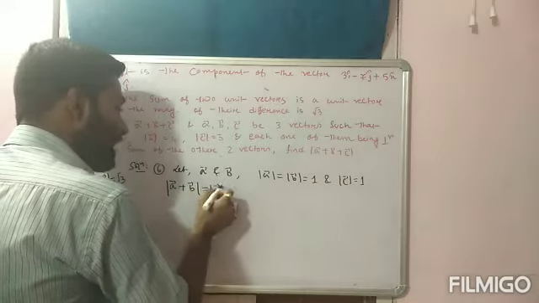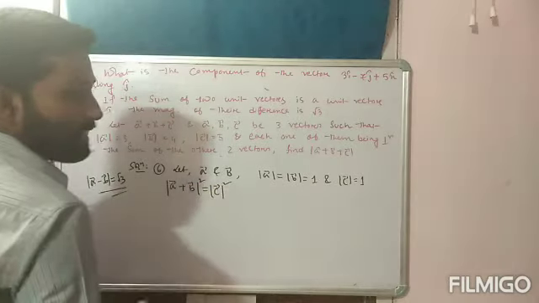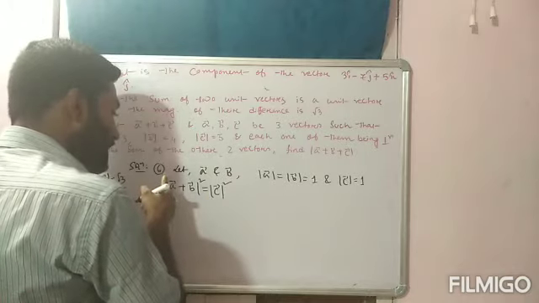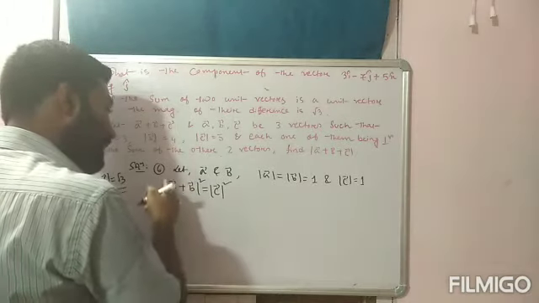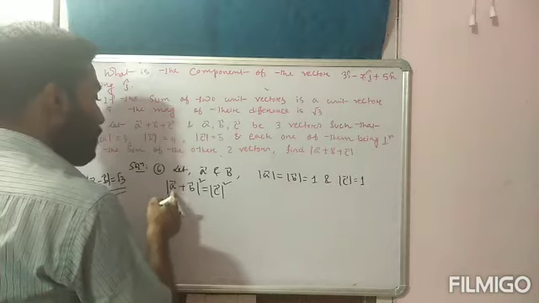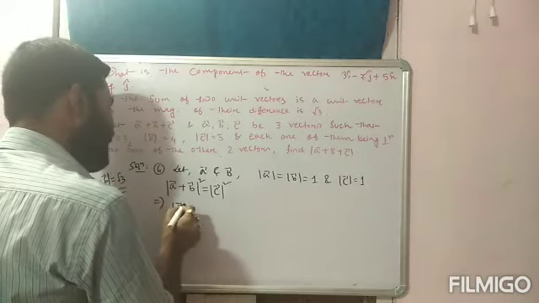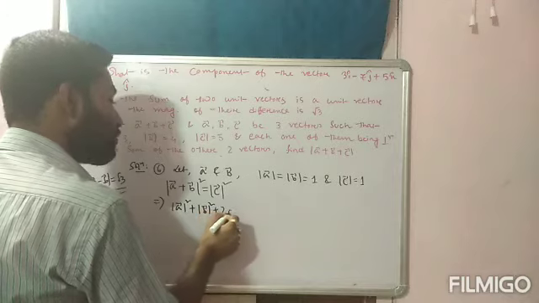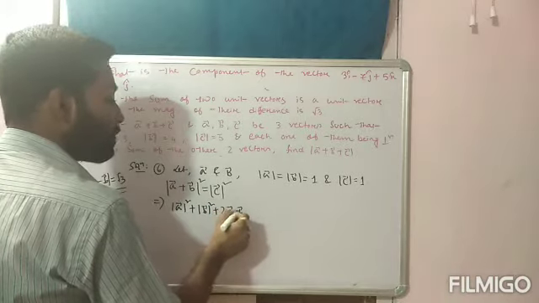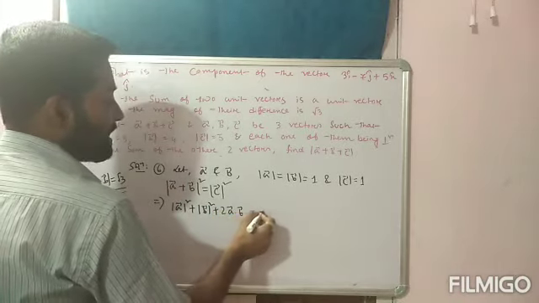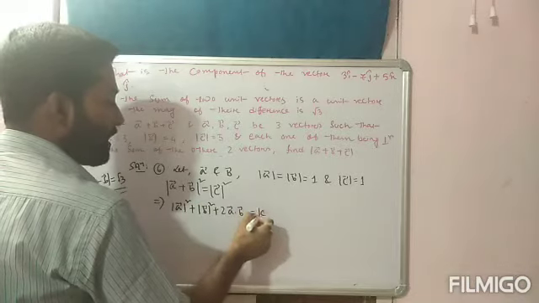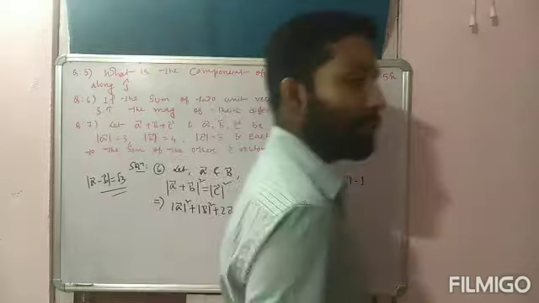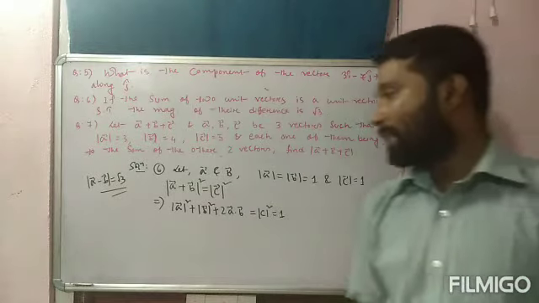Take mod on both sides and square both sides. Since a bar plus b bar is equal to c, we can take modulus as well as square. So mod of a plus b whole square can be written as mod a square plus mod b square plus 2 a bar dot b bar. This is equal to mod c square. The value of mod c square is 1, because the magnitude of c bar is 1, so 1 square is 1 only.